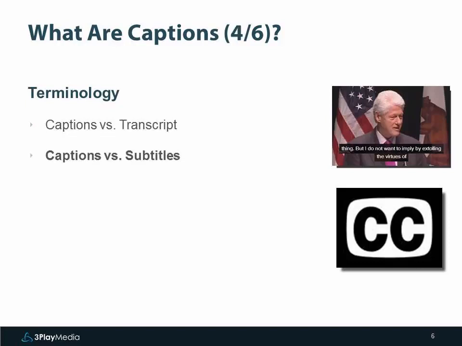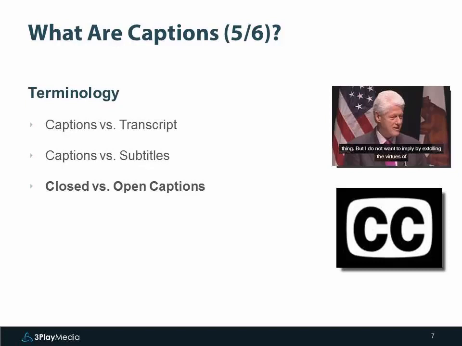So captions versus subtitles. The difference here is that captions assume that the viewer can't hear anything at all, and so they include the non-speech elements, as I mentioned before, speaker identification, sound effects, and things like that. On the other hand, subtitles assume that the viewer can hear everything, but just can't understand the language. And so, as a result, subtitles are really associated more with translation to foreign languages.